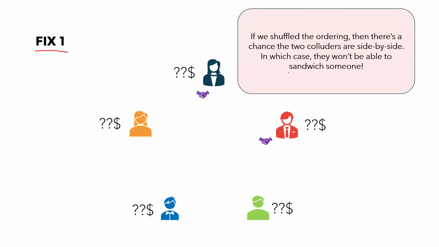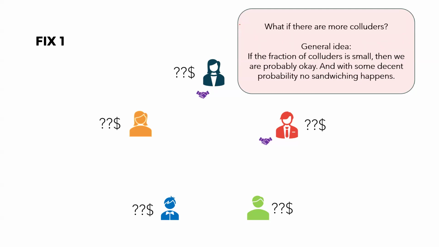Right? So, okay, at this point, hopefully this gets some of you thinking, what if there are more colluders, right? Well, here's the general idea. I like to argue that if the fraction of colluders is small, then we're probably safe, right? And then there should be some decent probability that no sandwiching happens, right?